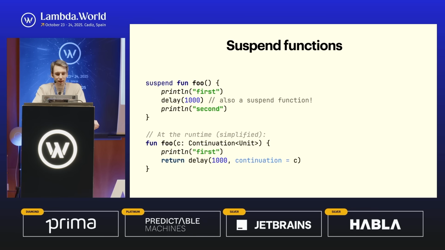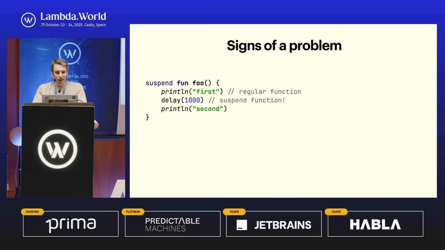So it's a typical CPS style that is very familiar, but just baked in at the bytecode level. And the important part here is that every suspend function takes an additional parameter in the form of a continuation, which can already be a sign of a potential problem for the future. Because if we take a look at this function foo, we can invoke regular functions like println. We can invoke other suspend functions like delay. But of course, we cannot invoke suspend functions from non-suspend ones, because regular functions don't have this continuation parameter, and we cannot materialize it out of thin air.